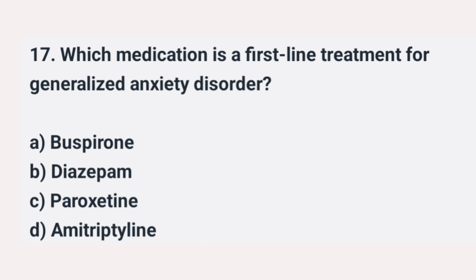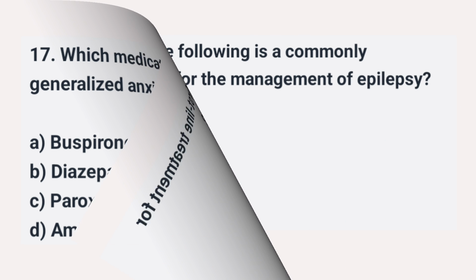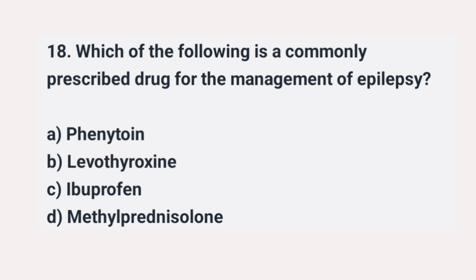Question number 17. Which medication is a first-line treatment for generalized anxiety disorder? The right answer is option A, buspirone. Question number 18. Which of the following is a commonly prescribed drug for the management of epilepsy? The right answer is option A, phenytoin.